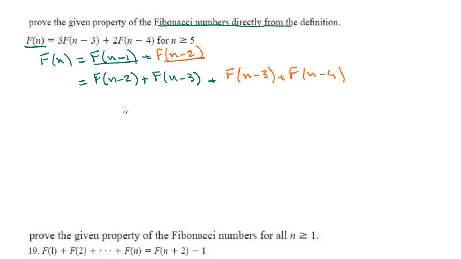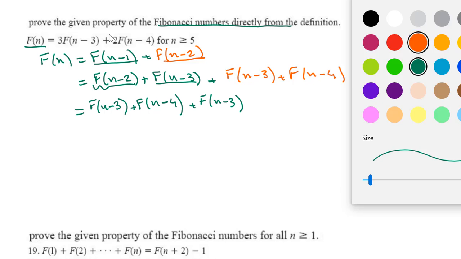So when I stop and think, what do I need to get to the right hand side, which is 3 of F(n-3) and 2 of F(n-4). So I'm not there yet. So what we do, I'm going to again take this F(n-2) and split it into F(n-3) plus F(n-4). And I'm writing down the other two.